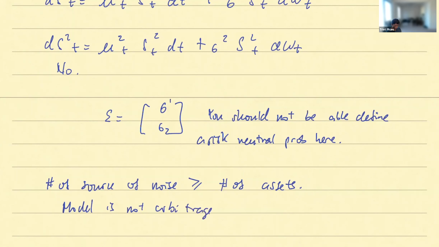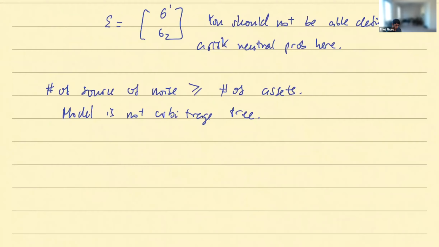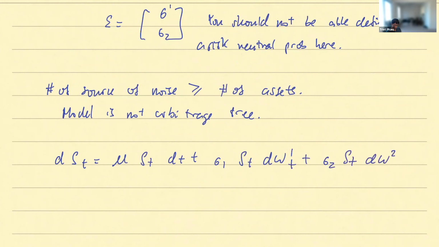So why do I say this is practical? It tells you that when you construct a multi-asset model, you better check the number of sources of noise, and you don't want to have fewer. That's the one thing you do right away. Now, let's look at the other case, where you have two sources of noise for one stock. So one asset, two noises. Is this a problem? What happens here?